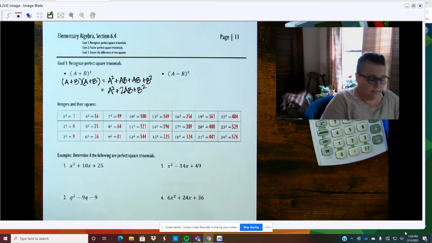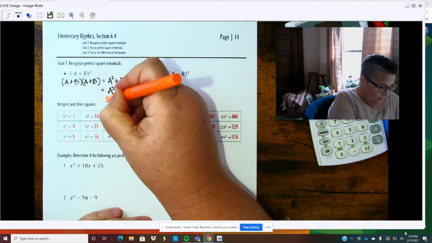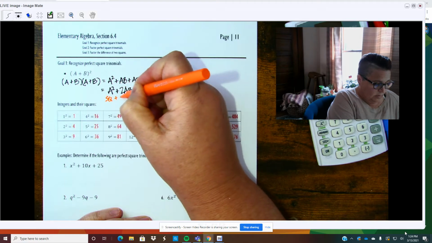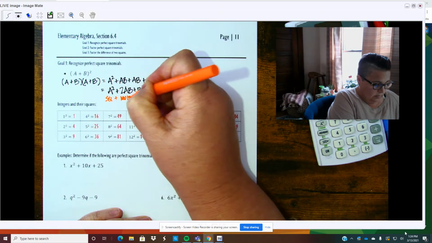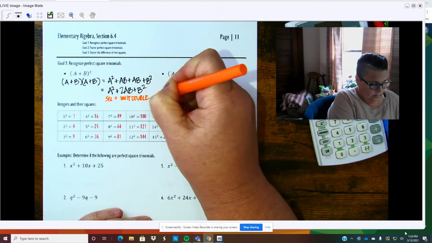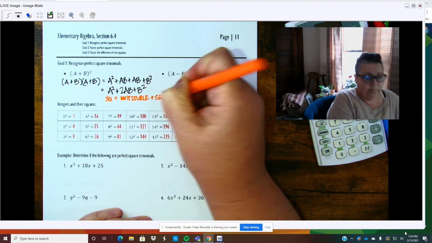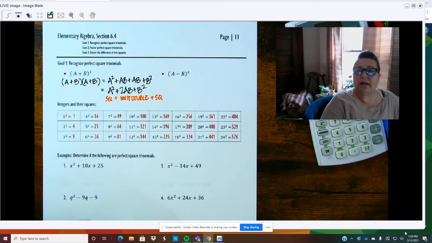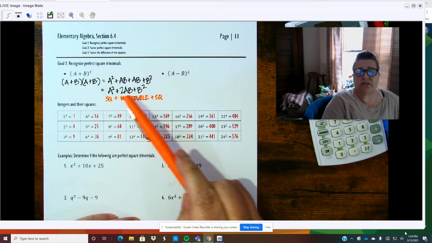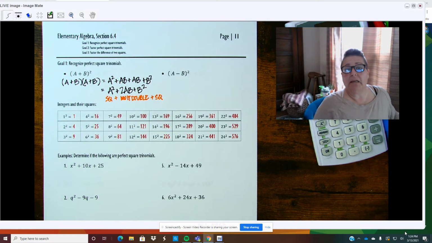I have referred to this as square plus the multiplied double plus a square. So square, multiply, and double, and then square again. And that gives you the trinomial, a squared plus 2ab plus b squared.